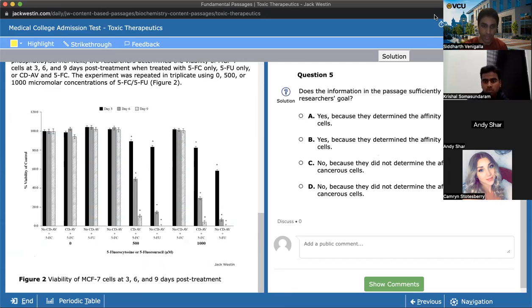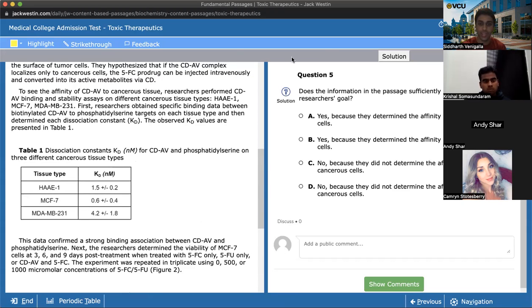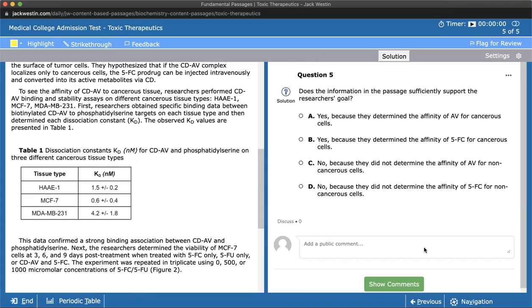Right. They showed that it can bind to cancer cells, but they never tested whether it would bind to the healthy, non-cancer cells, because it could bind to both. We don't really know because they never tested it with non-cancer cells. So because of that, we don't know if it's not toxic. It could still be toxic. And because it's the CDAV complex that binds to the membrane, C would be the correct answer.